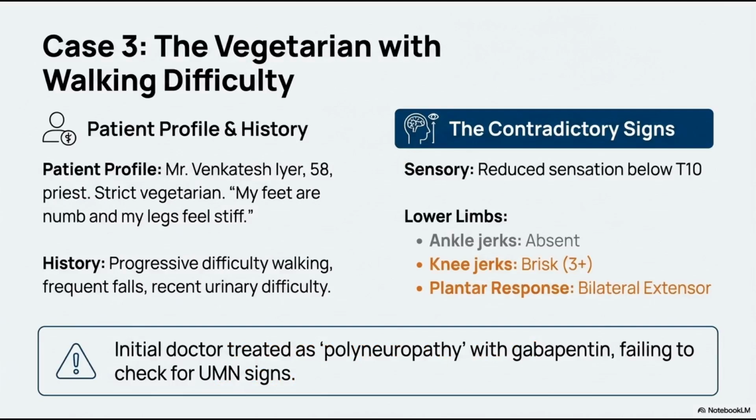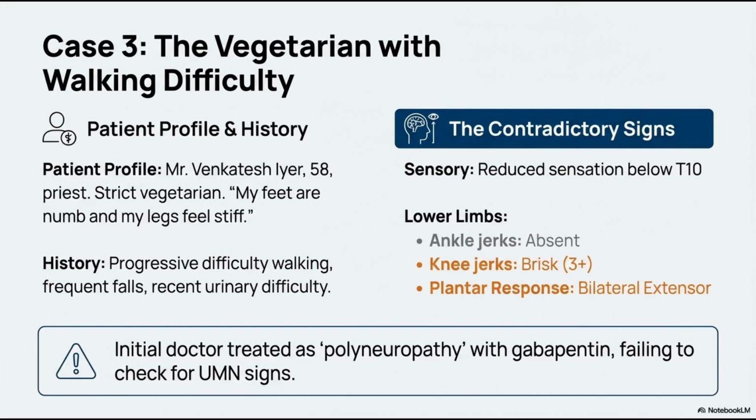Like, see here. A 58-year-old male, strict vegetarian, complains of feet being numb and legs feeling stiff. History: progressive difficulty in walking and frequent falls with recent urinary difficulty. Sensory features: reduced sensation below T10 level. Lower limbs: ankle jerks absent, knee jerks brisk 3+, and plantar response bilateral extensor, that is Babinski's.